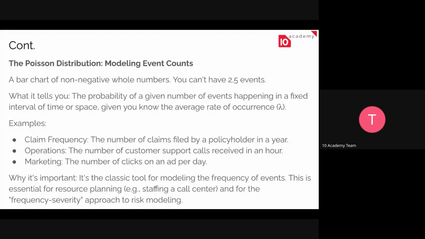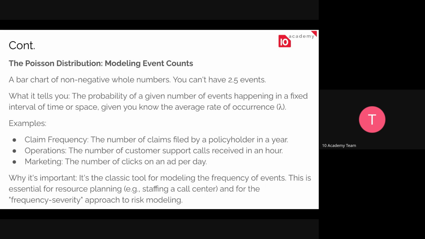So the last one under the distributions, we will see the Poisson distribution, sorry, and modeling event counts. So it's just an example: the bar chart of non-negative whole numbers. You have to make sure that it's a whole number and it's not negative. So it's just a count, we can see it as a count.